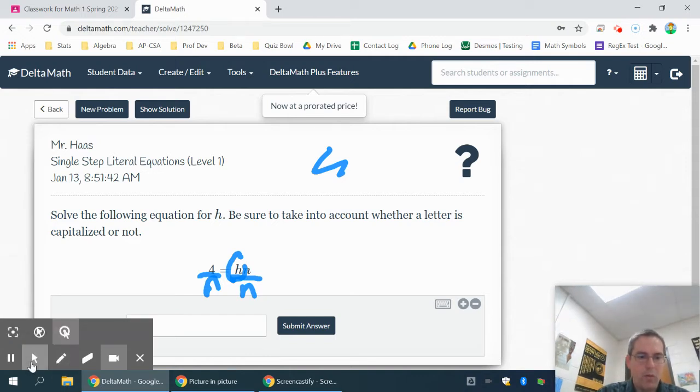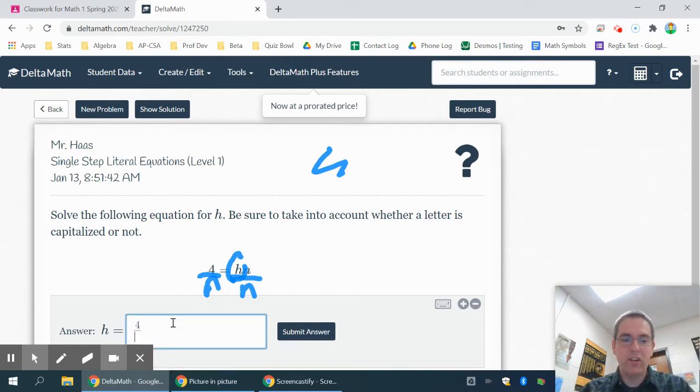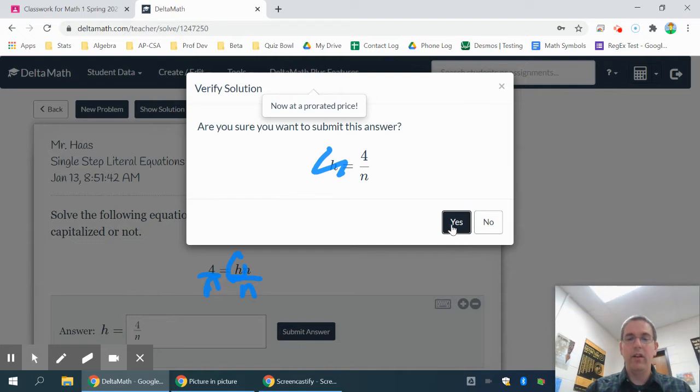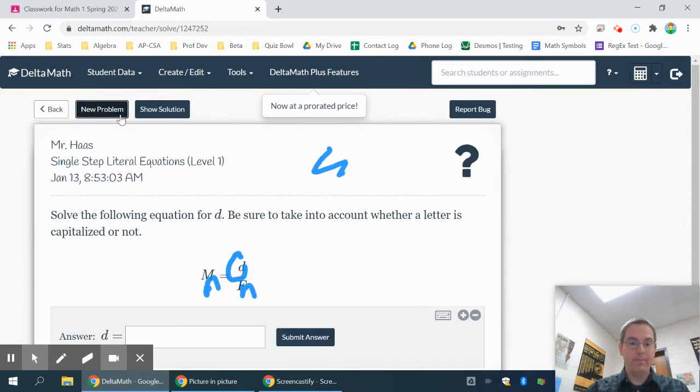When you type that in, you could just type a 4, and for the fraction, you can use the divide symbol. It should be beside your shift key on a keyboard. So 4 divided by N. The fraction bar is a division, because a fraction is just a division that hasn't happened yet. Submit your answer, it'll ask you to confirm, and we did get that one right. Let's go ahead and try another one.